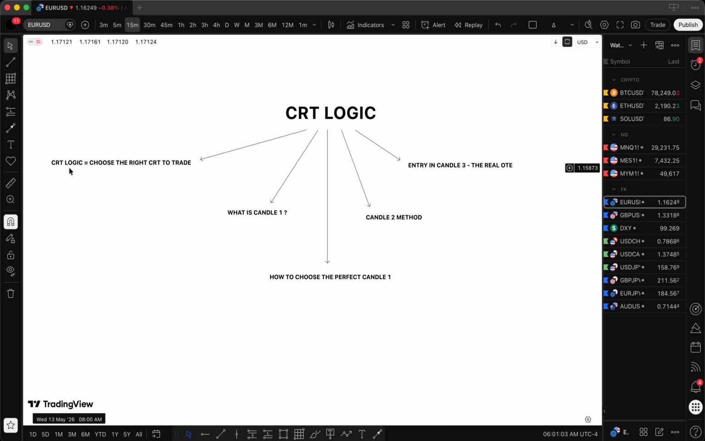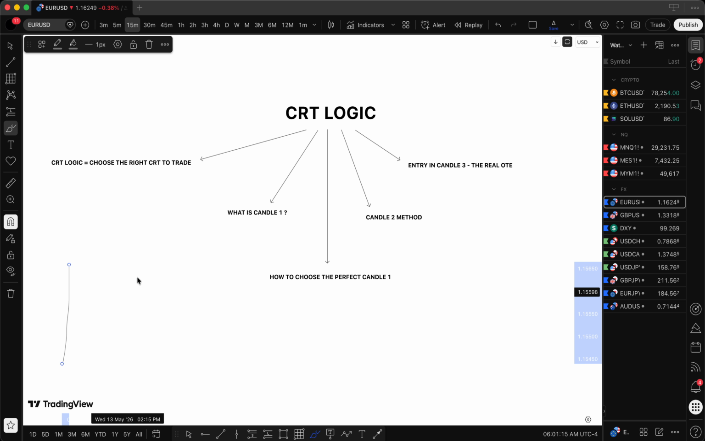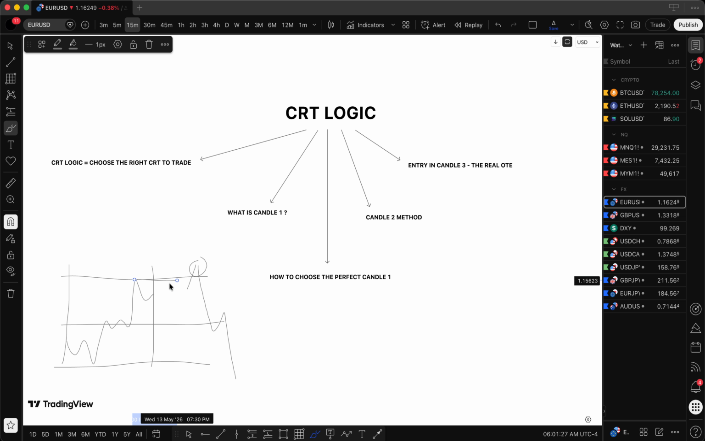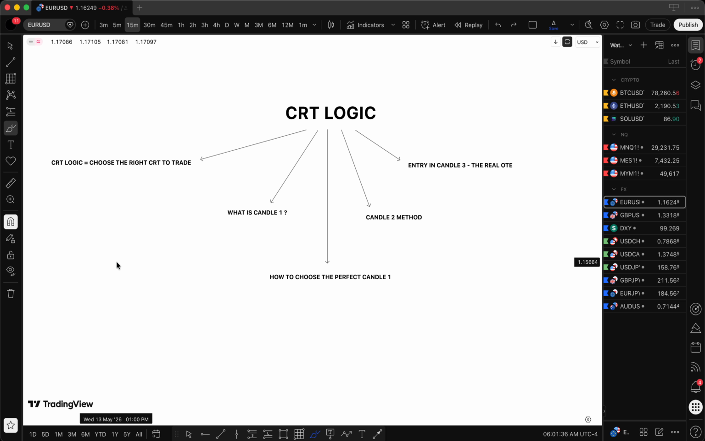So, starting with CRT logic. This is just a quote. Choosing the right CRT to trade, meaning choosing the right candle one as your range for you to milk from high to 50% and to the opposing end, right? This is what I want you to learn: how to trade candle 2, candle 1, how to milk it, and more importantly, how to choose the perfect one and not any candle.